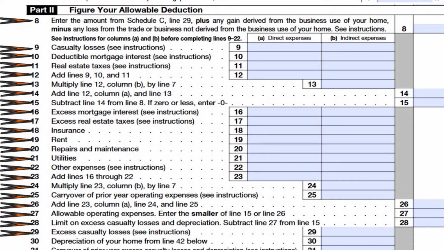And line 29 is actually for casualty losses, so you want to enter the excess casualty losses. The IRS has a guide for this, and you want to multiply line 9 by the business percentage of your casualty losses. And on line 30, this is where you enter the depreciation of your home from line 42 below. I'll show you line 42 very soon.